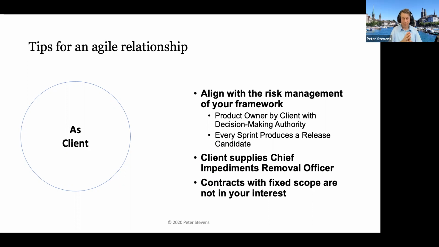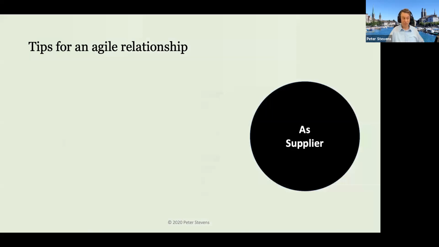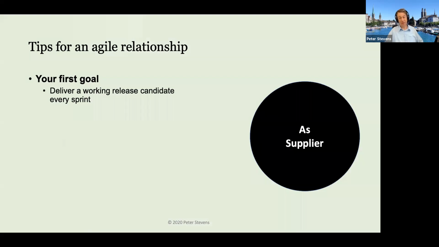Now that feels really weird. It requires more trust, and that's something that you're going to need to build up. That's what I think the alignment and trust material in personal agility is really good for, so that you can create this trusting relationship and actually work together collaboratively from the beginning. Now, if you're on the supplier side in an agile relationship, your first goal, what you need to be able to do, is deliver something that works every sprint.